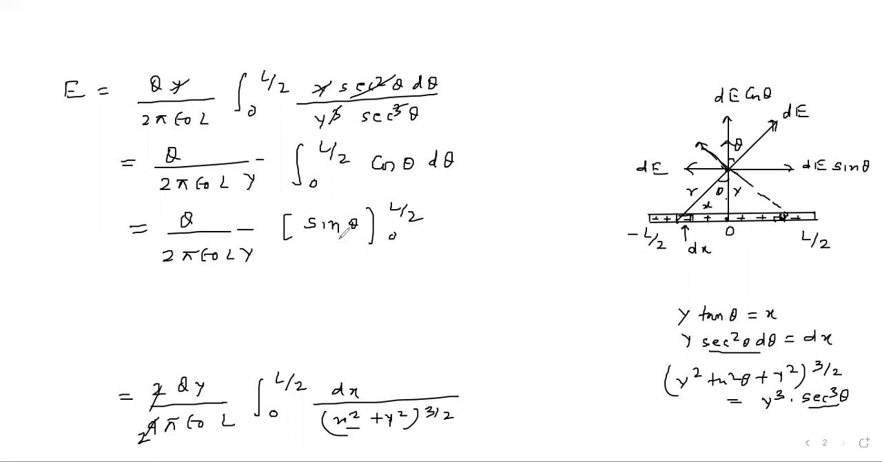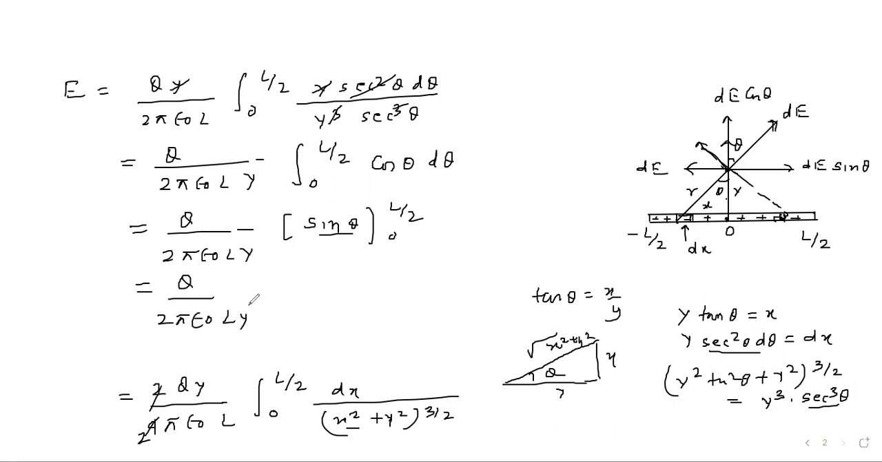But we have to convert sine theta from this triangle. So here we have assumed y tan theta equal to x. It means tan theta equal to x upon y. So here a triangle we can make. So this is x, y. So this will be root of x square plus y square. So sine theta will be x upon root of x square plus y square. So q upon 2 pi epsilon naught Ly times x upon root of x square plus y square, then limit 0 to L by 2.